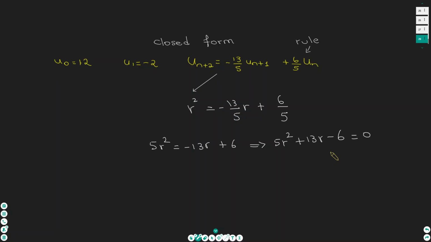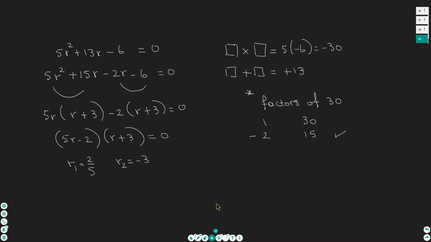So we need to find the roots of this quadratic equation by factorizing. Here I have used the method of factorizing the quadratic equation, and I factorized in the form 5r minus 2 times r plus 3 equals 0. So the two roots of the quadratic above are 2 over 5 and negative 3. We are going to use these roots to find the general solution of the sequence.